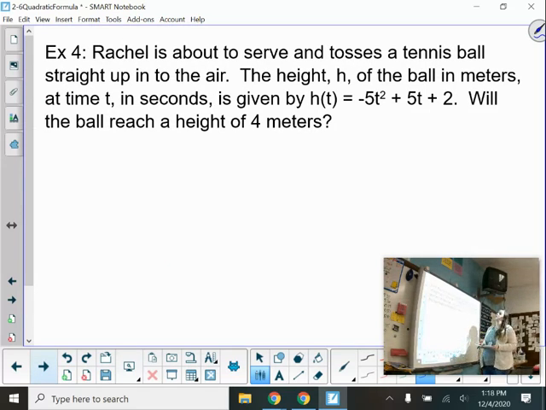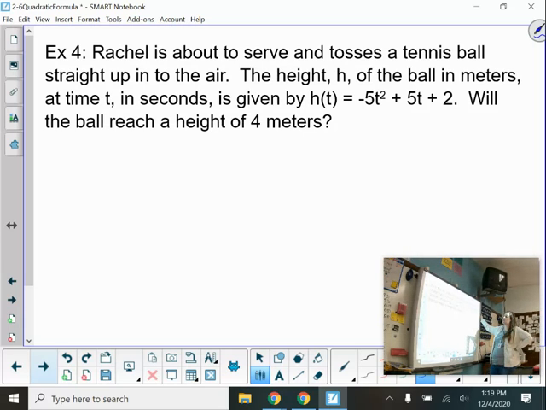So next we're going to use that information to actually solve a couple of questions. This one is an interesting one. It says Rachel is about to serve and she tosses a tennis ball straight up into the air. The height is given by this equation. h of t is equal to negative 5t squared plus 5t plus 2. Will the ball reach a height of 4 meters?